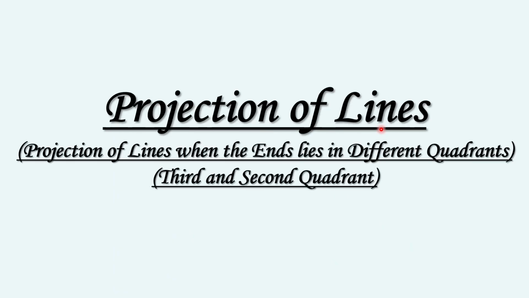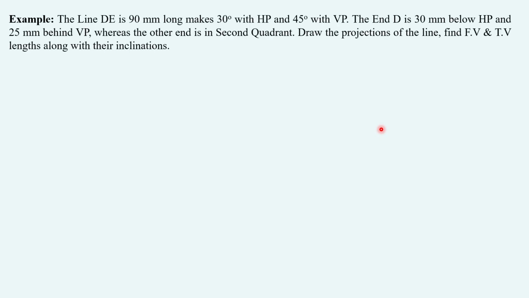In today's video, we will take another question on projection of lines, a question in which the given line has two ends given in different quadrants. One end of the line is in third quadrant, whereas the other end of the line is in second quadrant. Let us take an example for a better understanding.